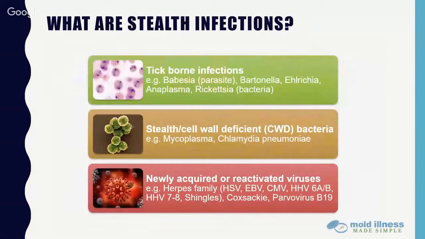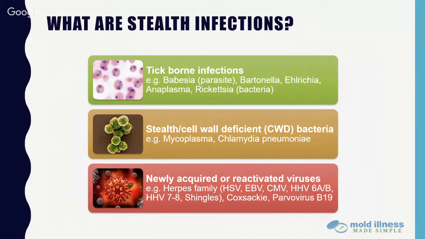Thanks, Carl. So a little bit about what are stealth infections. Well, firstly, what does the word stealth mean? And really, the word stealth suggests that these are infections that are often not easy to find. They're not easy to diagnose. Often they're not just living in the blood. They can actually be hiding away in the deep tissues or in the cells. And that's why the term stealth infections are used.